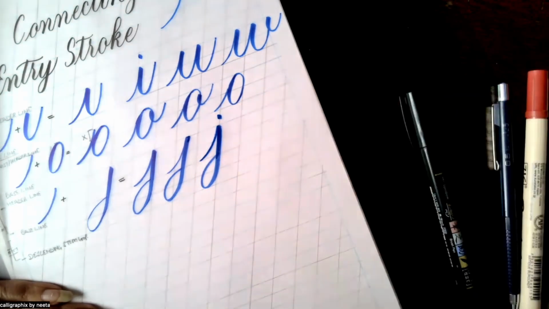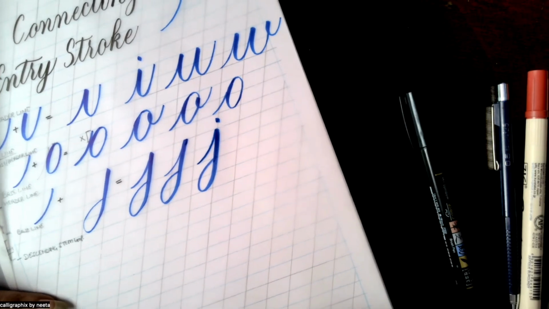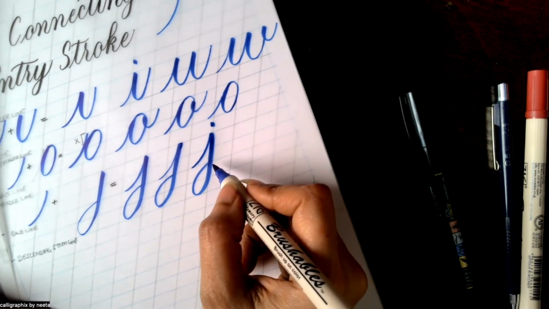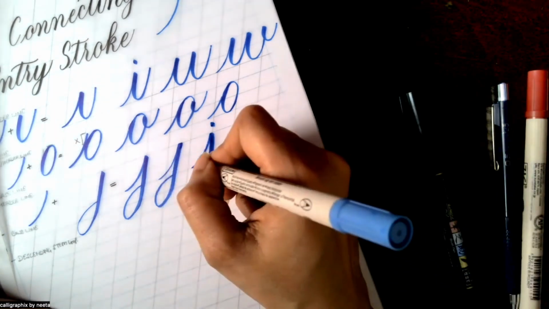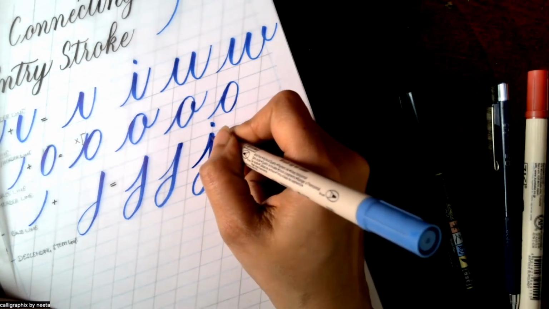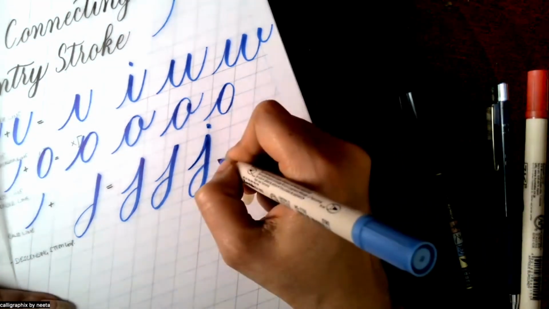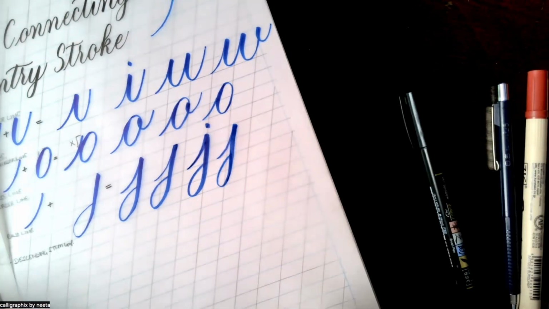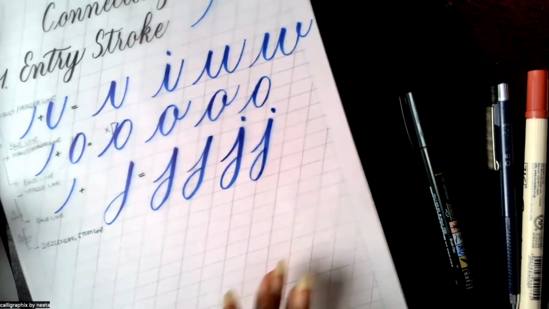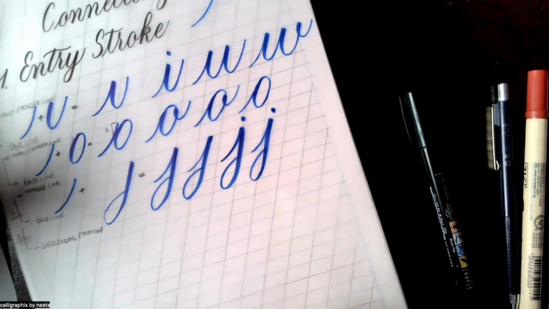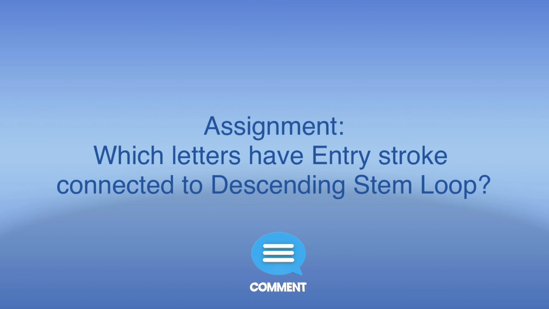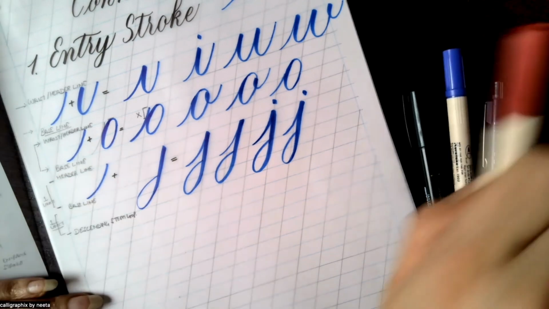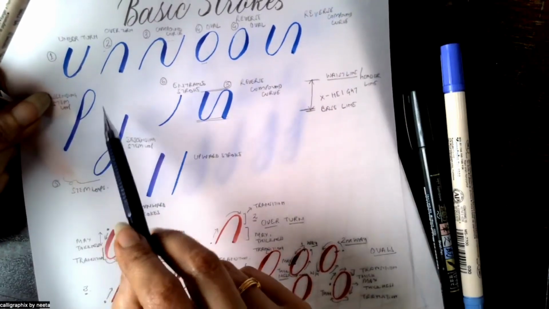So this is our letter J. Entry stroke and descending stem loop. So entry stroke needs to be combined like this. So just have a look where in the English alphabet this combination comes, like entry stroke and descending stem loop. So next, now we are connecting this entry stroke with our ascending stem loop.